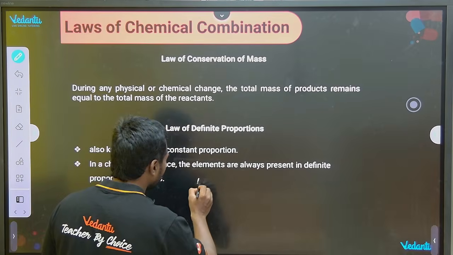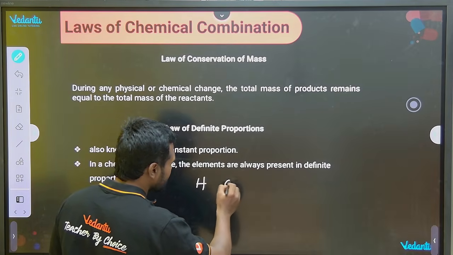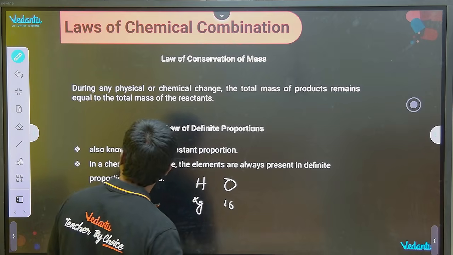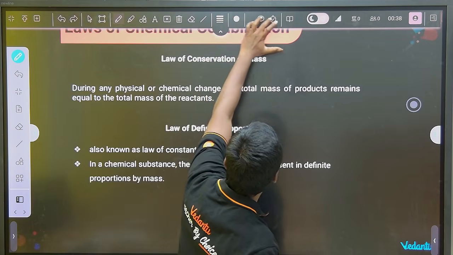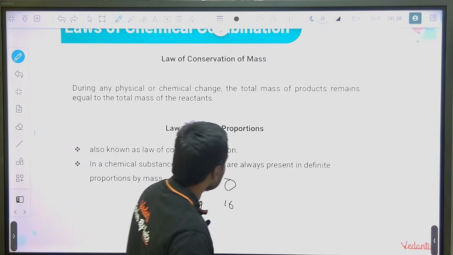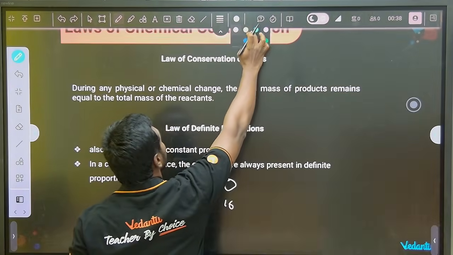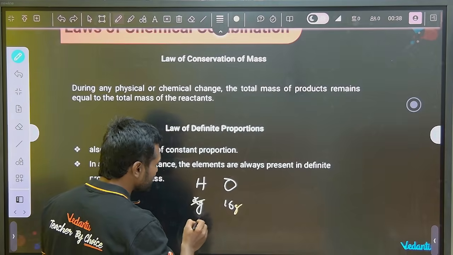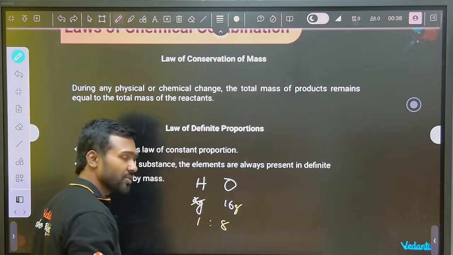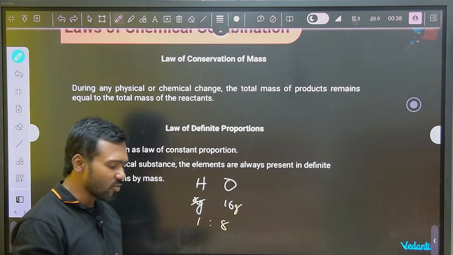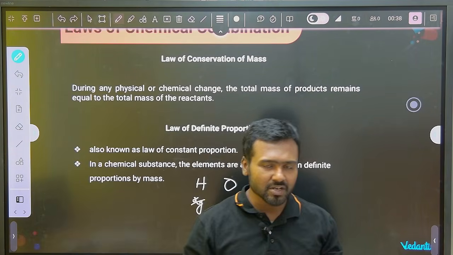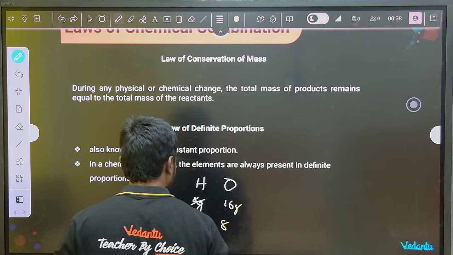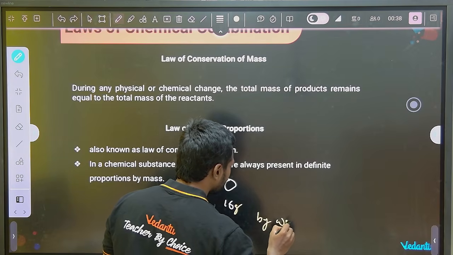So for water, that is hydrogen and oxygen, there are 2 grams of hydrogen and 16 grams of oxygen. If you take the ratio of these two, it is 1:8. That means in order to form water, the hydrogen and oxygen should always combine in the ratio of 1:8 by weight. Right? This is not by number, this is by weight.